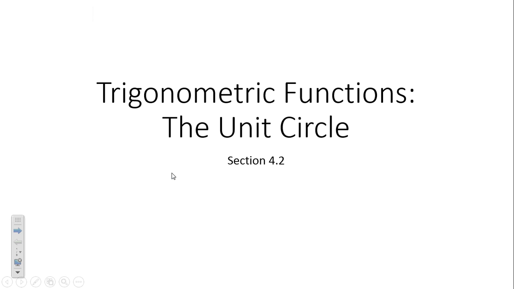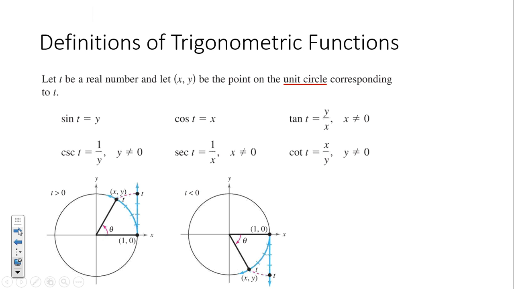Section 4.2, trig functions and the unit circle. Be careful with these definitions because this is for a unit circle. A unit circle is a circle that is 1 unit in radius. So all the way around that circle is just 1 step away, depending on what that unit happens to be.